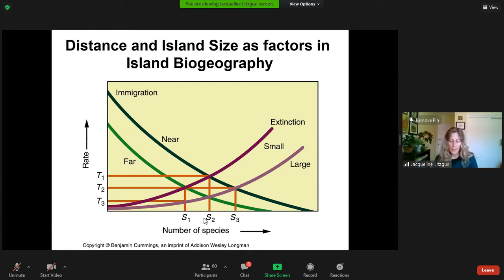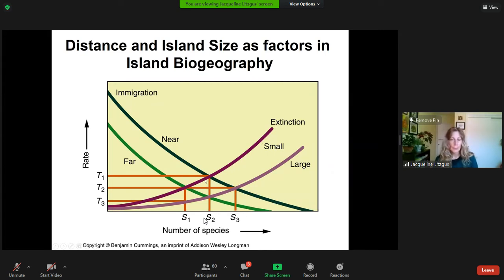So the distant islands are going to get a species equilibrium that has a smaller number of species than near islands. If we want to compare, we look at where the immigration line crosses the extinction line. We haven't talked about these two different lines yet, but let's just pick one. Let's just use the small line as our extinction line.